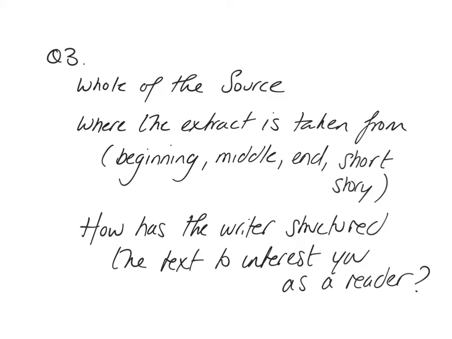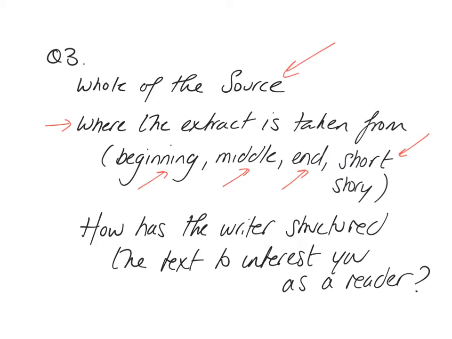Okay, so question 3, the wording of it is always going to be largely the same, or at least it's going to follow the same format. It's going to tell you that you're going to look at the whole of the source for this question. So that's the whole unseen extract you get for paper 1, Explorations in Creative Writing. It's then going to tell you where the extract is taken from, and we'll come on to why that might be important and how you can use that in a moment. But generally you'll be told whether it's from the beginning of a story, the middle of a story, the end of a story, or whether it's a short story in its entirety.